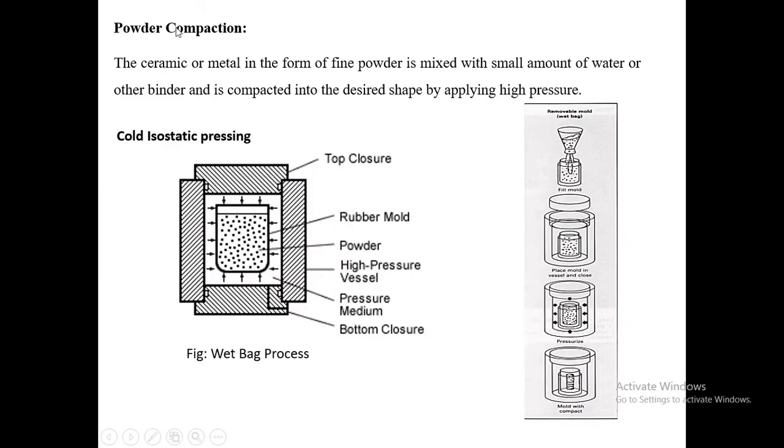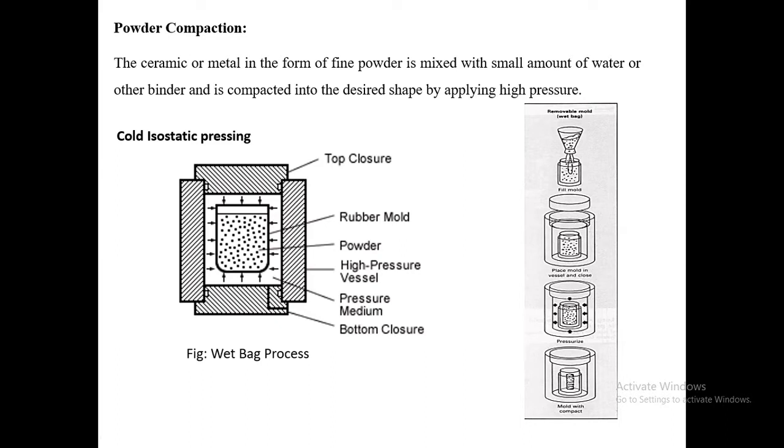Now I will be explaining powder compaction. In powder compaction, the ceramic or metal in the form of fine powder is mixed with a small amount of water or other binder and is compacted into the desired shape by applying high pressure. The powder may be dry pressed, that is, without the addition of a binder, or pressed with the addition of a small amount of suitable binder. Simple shapes are made by applying the pressure uniaxially, where the pressure is applied in a single axial direction through a punch or piston.